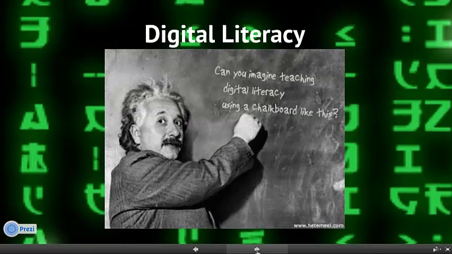The next one is digital literacy, and I thought this was also really funny. Albert Einstein writing, "Can you imagine teaching digital literacy on a chalkboard like this?" So with digital literacy, it's the teaching and learning about technology and the use of tech. So it's probably effective to be using technology to teach that. Digital literacy goes further to talk about critically evaluating information, navigating in the world, creating artifacts using a variety of technology. And it's teaching the nuances of technology and how to use it.